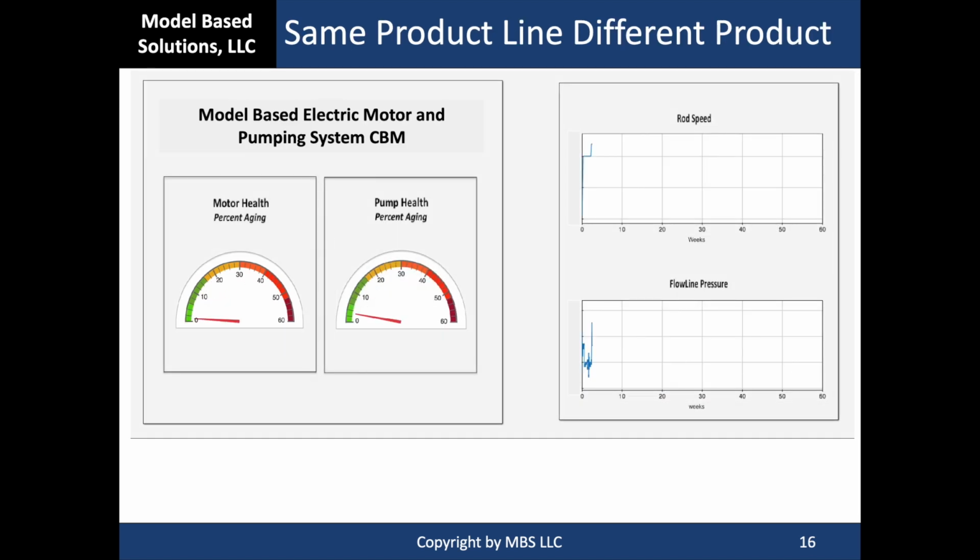Now let's take a look at the same product line but a different individual product. Again, the kick in the indicators identify initial model adaptations. In this case, the motor initially experiences significant aging. Around 25 weeks, the pump degradation rapidly grows.